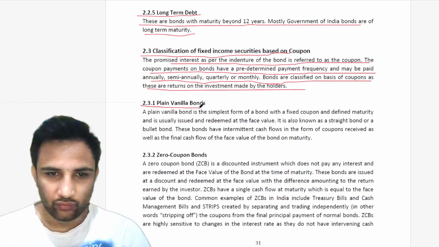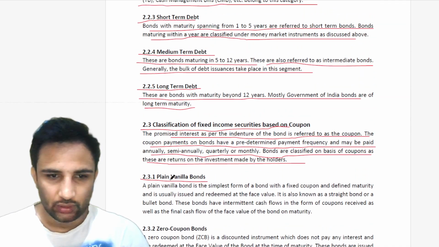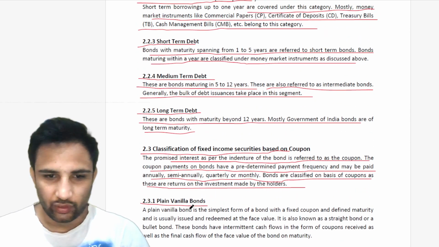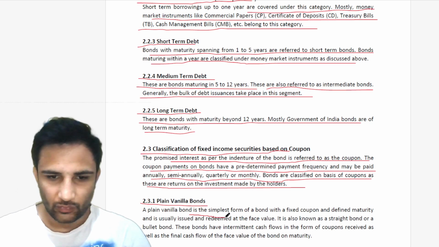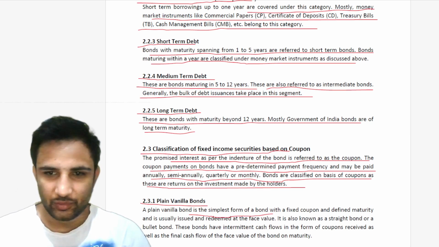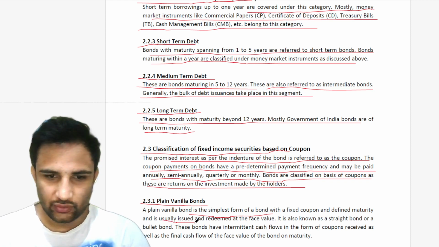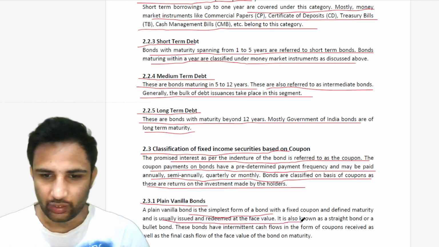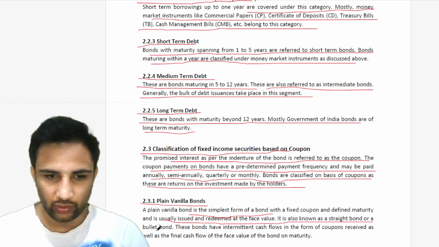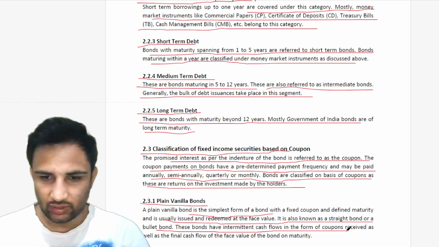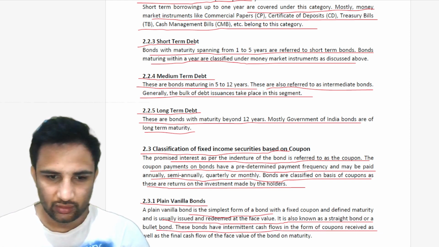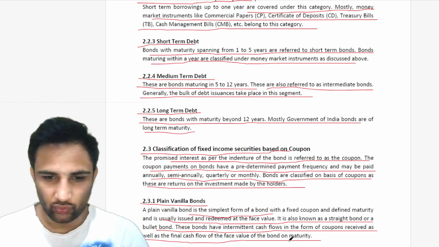Chapter 2.3.1 Plain vanilla bonds. A vanilla bond is the simplest form of a bond with a fixed coupon and defined maturity, and is usually issued and redeemed at the face value. It is also known as a straight bond or a bullet bond. These bonds have intermittent cash flows in the form of coupons received as well as the final cash flow of the face value of the bond on maturity.